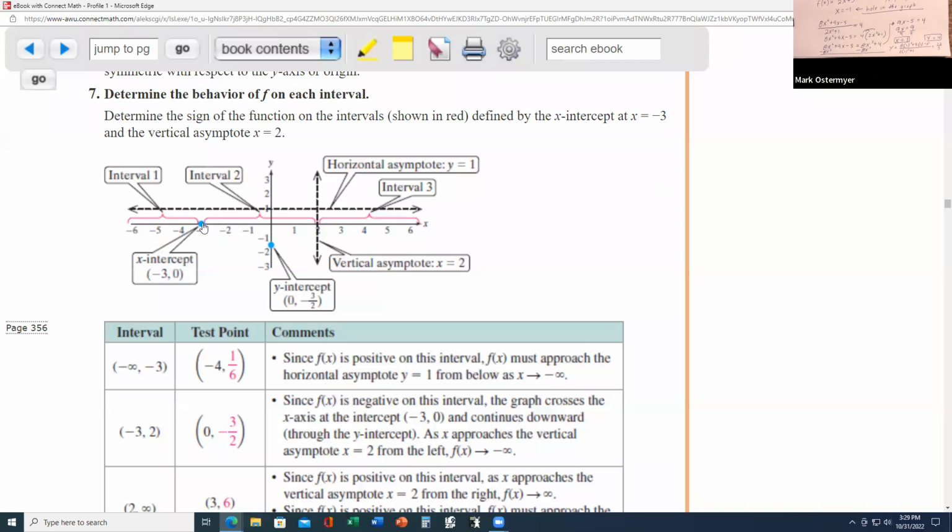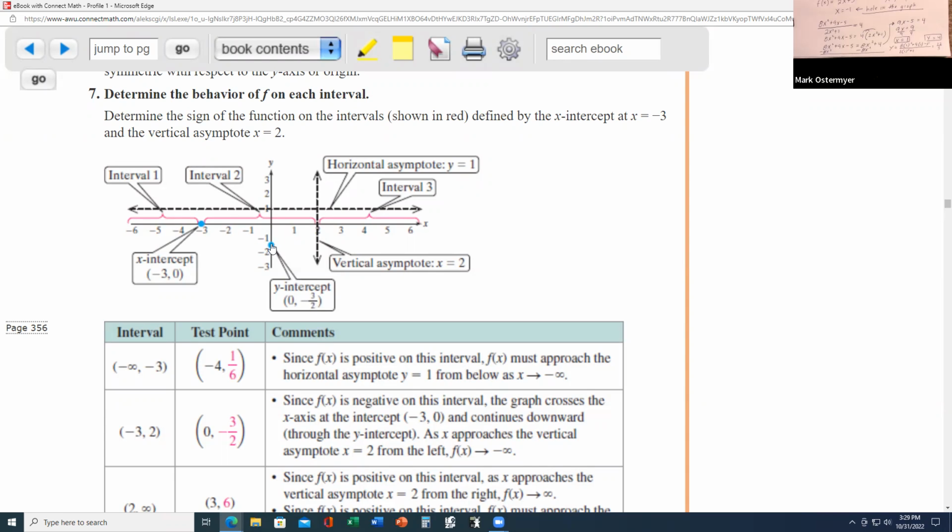So our graph is going to be asymptotic with respect to this horizontal axis. As x approaches negative infinity, the graph is going to approach the horizontal axis, never to cross or touch it. And then the graph will come down, pick up the x-intercept, pick up the y-intercept. It will have to dive down then towards negative infinity as x approaches the vertical asymptote from the left. It's got no choice but to dive down.